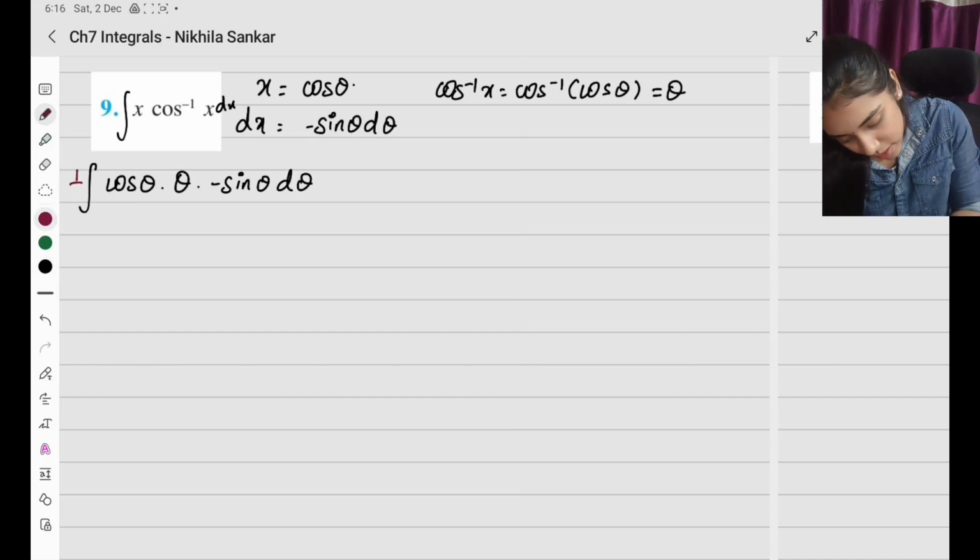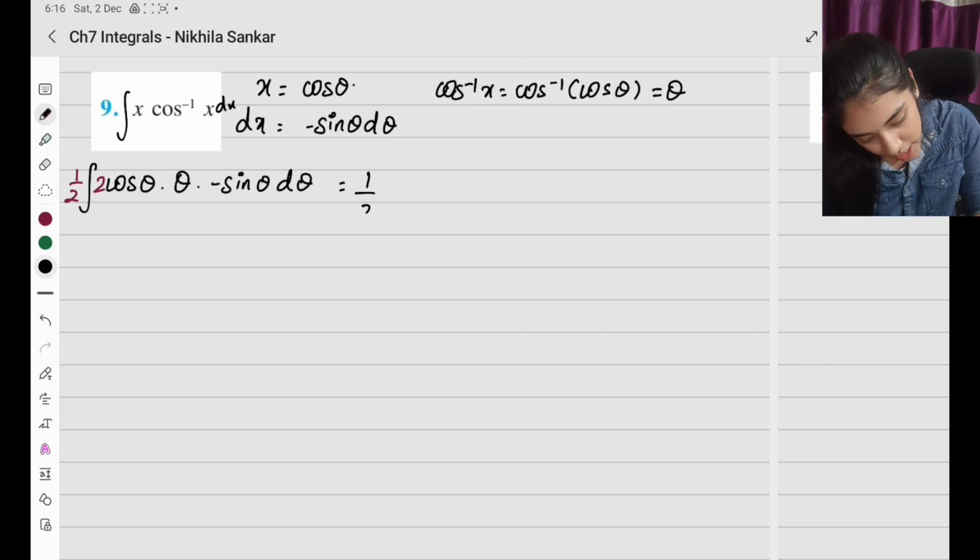So again, I can multiply by half and divide by half. So this is going to be half integral minus half. Minus minus half times theta into sin 2 theta.